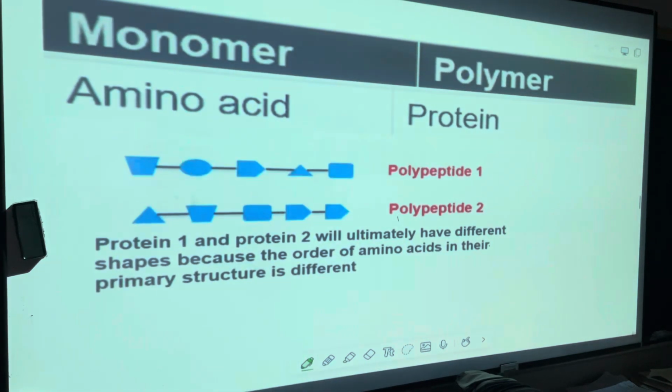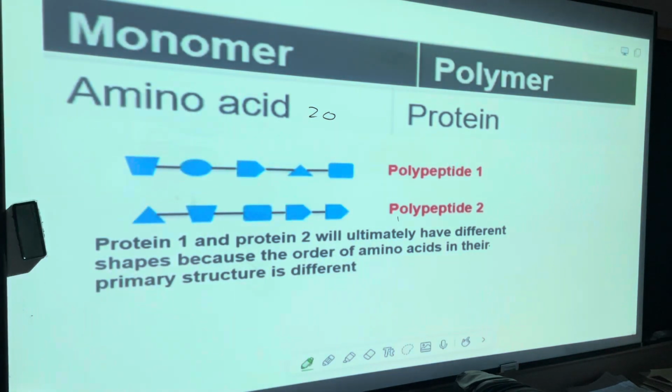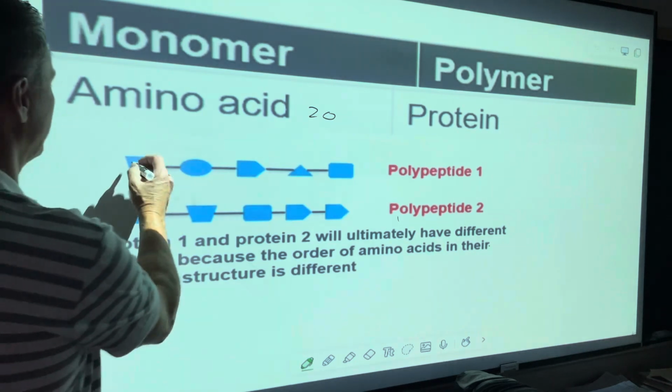Now, the monomers are amino acids. Okay, now help me out. Did I tell you how many there were? They're like 20. Did I tell you that? Because I've told so many people. There's 20 amino acids in the body. 11 we make. 9 we have to get from our food. Okay, and so right here's an amino acid.